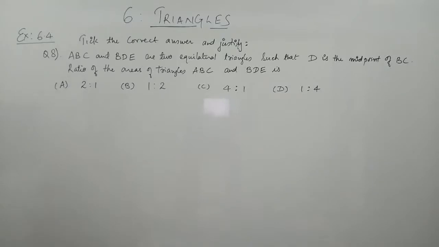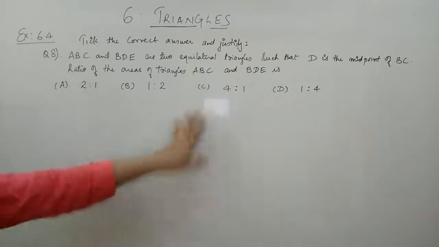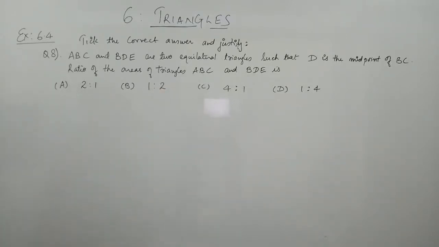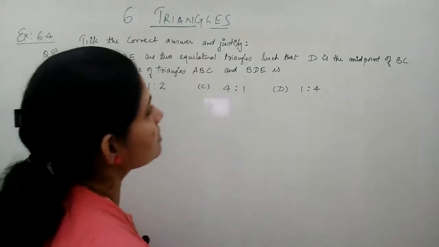Next question is tick the correct answer and justify. Question number 8: ABC and BDE are two equilateral triangles such that D is the midpoint of BC. Ratio of the areas of triangles ABC and BDE is. So you have been given 4 options. Which one is correct you have to say, and why it is correct, that also. So we will just go for the justification first and then say what is the correct answer. Okay, what they are saying, you have to take 2 equilateral triangles such that D is the midpoint.